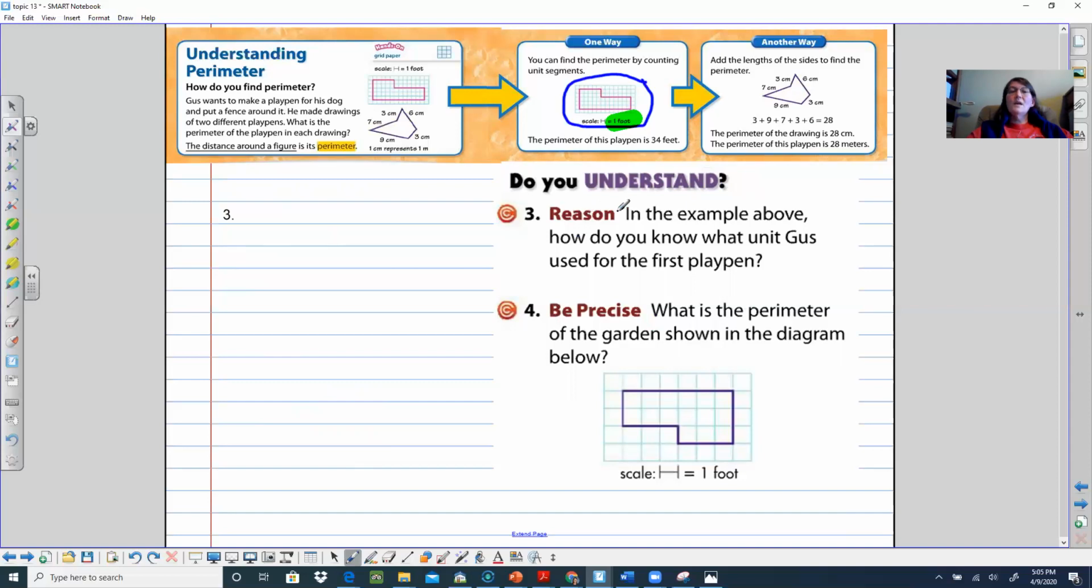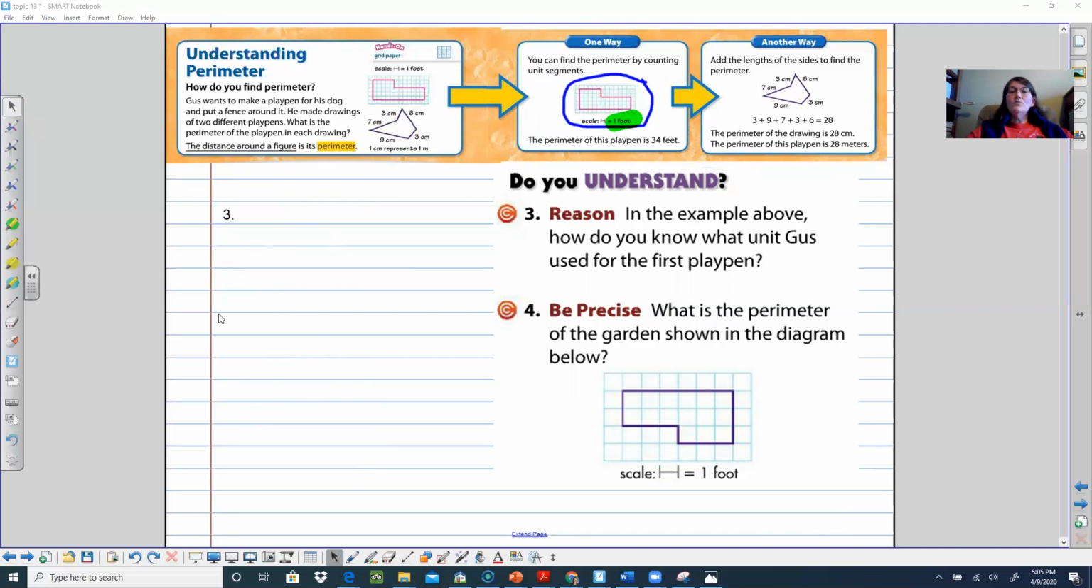Okay, number 3. In the example above, that's from our video. How do you know what unit Gus used for his playpen? And you'll notice I highlighted it right there. They gave us a special thing to look at, and it's called a scale.